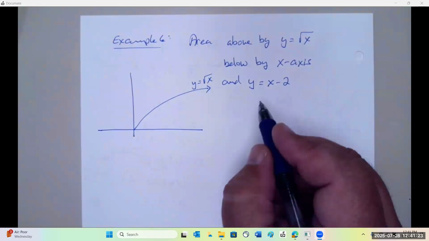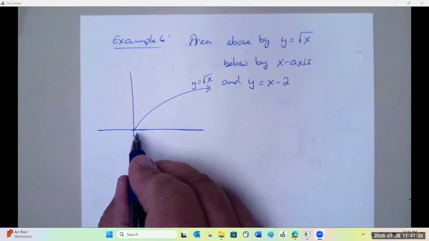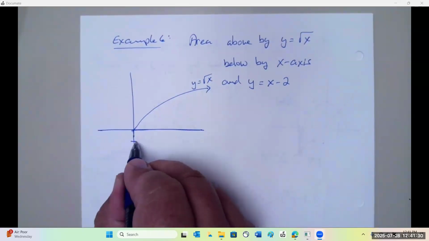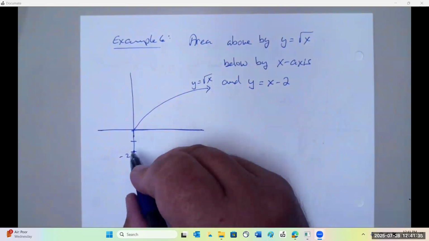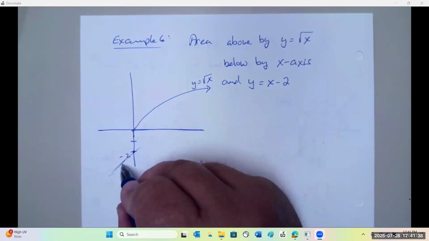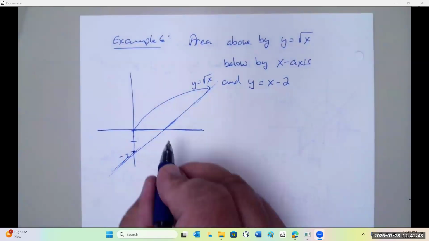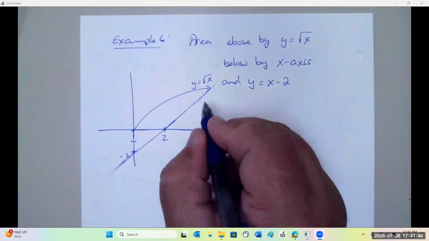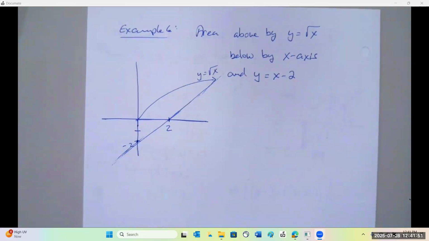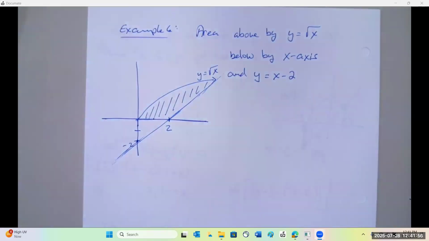All right, so there's that one. Below by the x-axis, and the line y equals x minus 2. So it crosses at 2. And we only want this area here, because it's bounded by the x-axis.